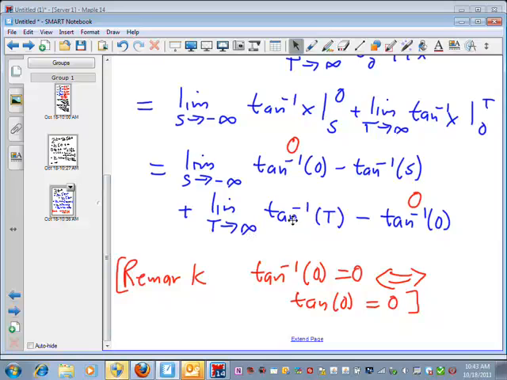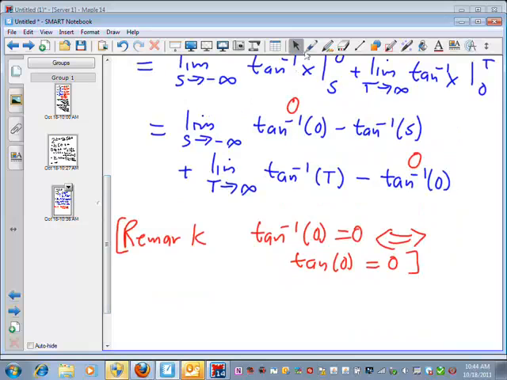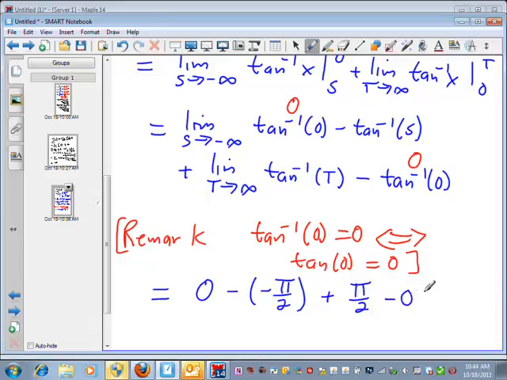Where is it negative infinity? No, that's not in the domain. It's negative pi over 2. That's right. That's really good. Okay. So this is equal to zero. This is from the remark. We're going to apply the limit. That's minus negative pi over 2 plus pi over 2 minus 0.